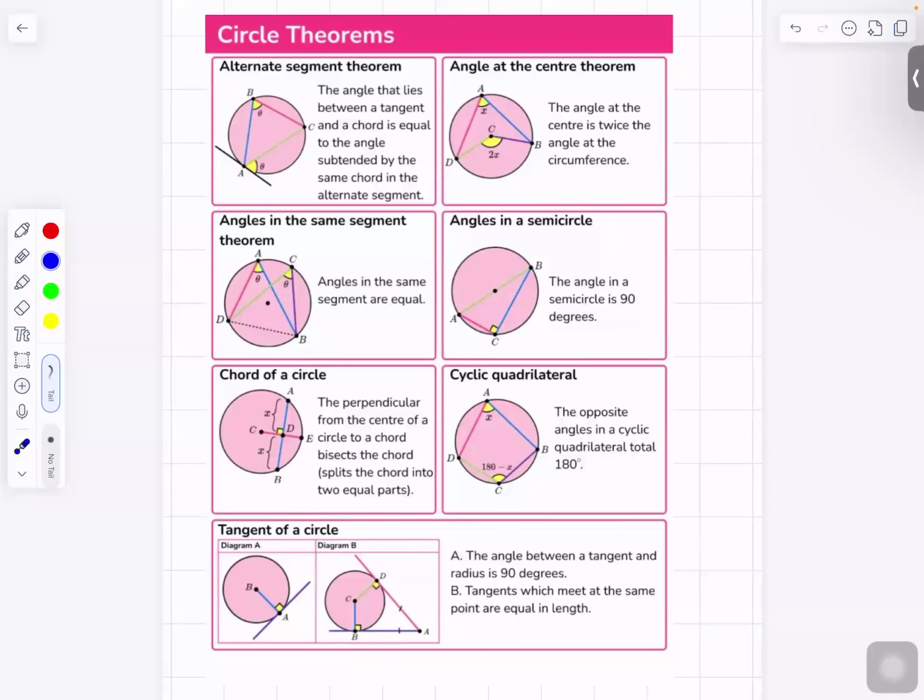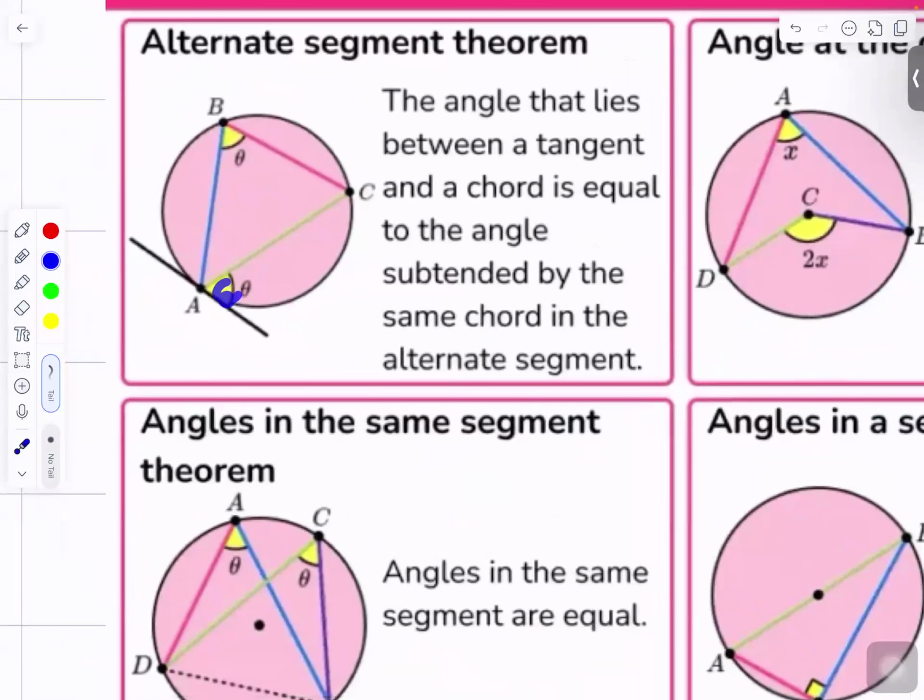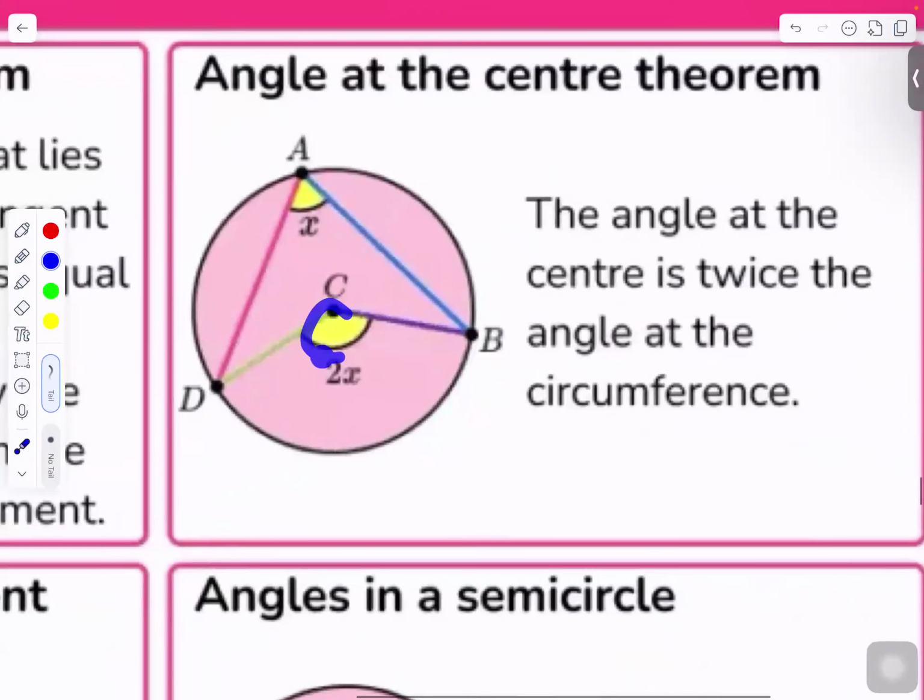For circle theorems, try and use the pictures to help you. Look at those yellow angles. This angle on the outside there is the angle between a chord and a tangent. The angle between that chord and this tangent in this segment is equal to the angle in the other segment. And the other one, the angle at the center is double the one at the circumference. And you need to know how to prove this one.